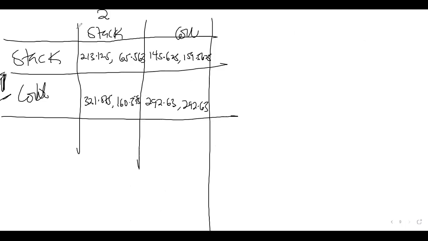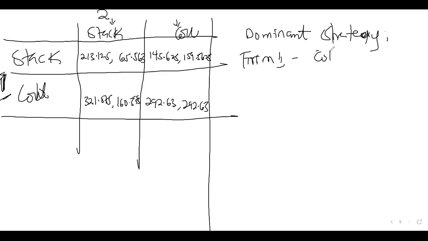So here, in this particular analysis, we realize that if you want to check the dominant strategy for firm 1, we will hold firm 2 at Stackelberg. So when we hold firm 2 at Stackelberg, firm 1 is better off playing Collusion because 321.875 is better than 213, all right? If you also hold firm 2 at Collusion, firm 1 is still better off playing Collusion because 292.63 is better than 145. So the dominant strategy for firm 1, okay, is to play Collusion.